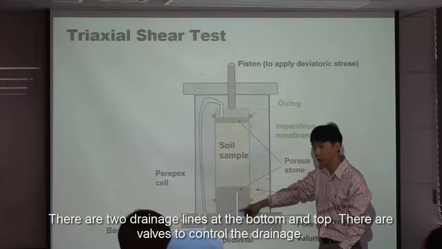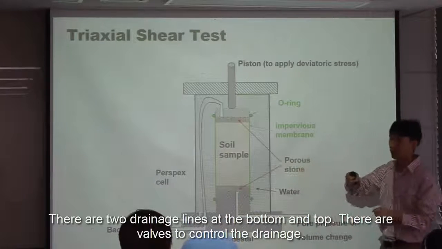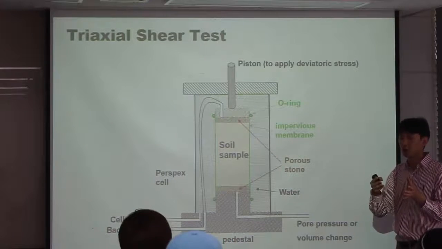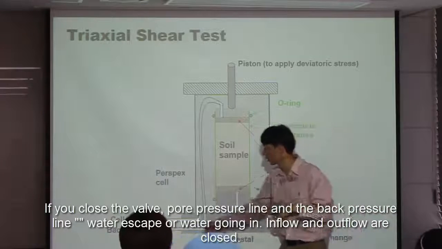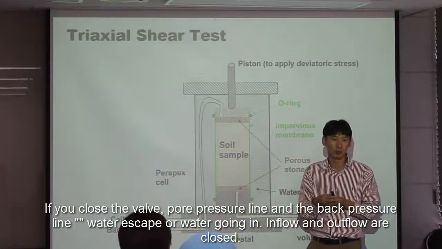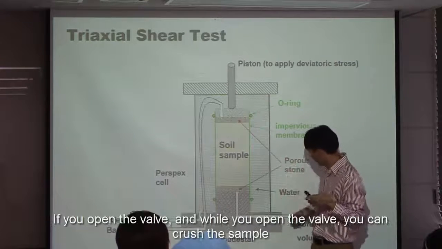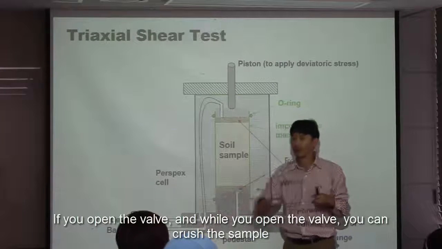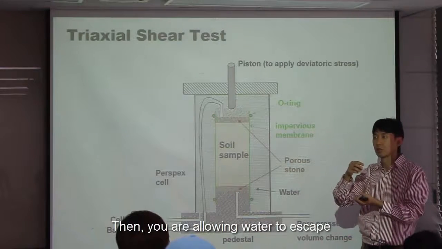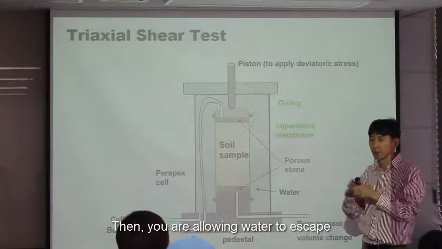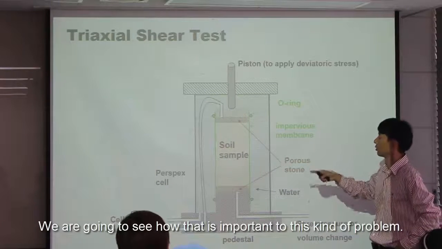And there are two drainage lines, a bottom fluid port and an upper fluid port, that you can close or open the valve to control the drainage. If you close the valve at the pore pressure line and the back pressure line, you don't allow any water to escape or go in; inflow and outflow are all closed. If you open the valve, you are allowing the water to escape. So that's the difference for the drain condition. We're going to see how that's important in this prediction.